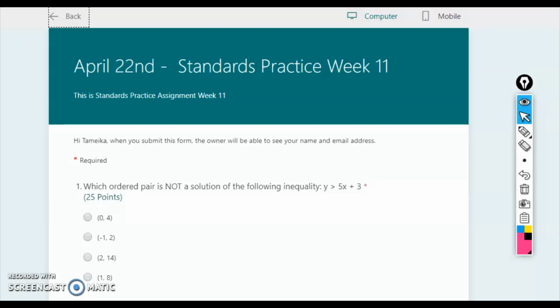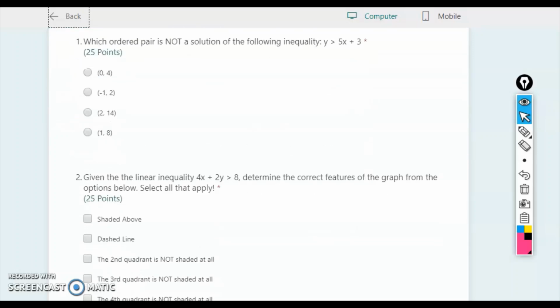Standards Practice Week 11. Number 1. Which ordered pair is not a solution of the following inequality? Y is greater than 5x plus 3. Okay, every coordinate is written as an xy. So I just need to plug in these values into my inequality and see which one works.